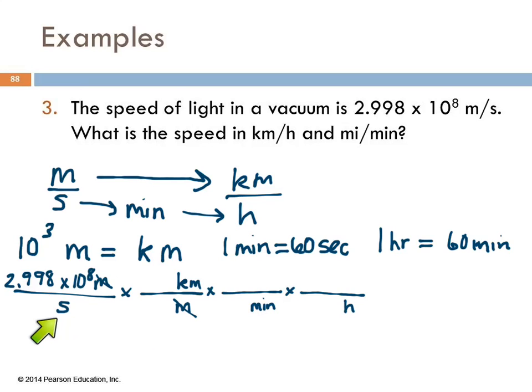Now, I want to cancel seconds. I don't put it in the bottom here, because then I'd have seconds times seconds. I'm going to have to put it in the top. Everything's going to be upside down. So I'll put seconds up here. This seconds on the top cancels that one on the bottom. And now I need to get rid of minutes. Minutes is on the bottom. I'm going to put it on the top.